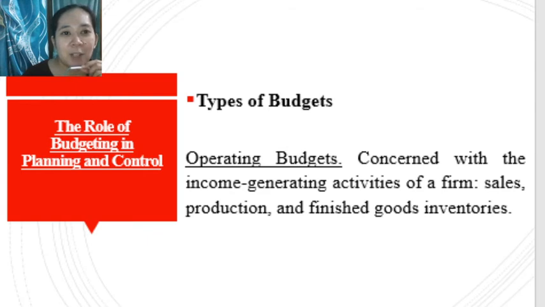Okay, the next type of budget is the operating budget. Actually, this is a subsection or a subtype of the master budget. Here, operating budgets are concerned with the income generating activities of a firm. Normally, when we say operating budgets, we deal with budgeting in terms of sales, production, and finished goods inventory. So, income generating activities.